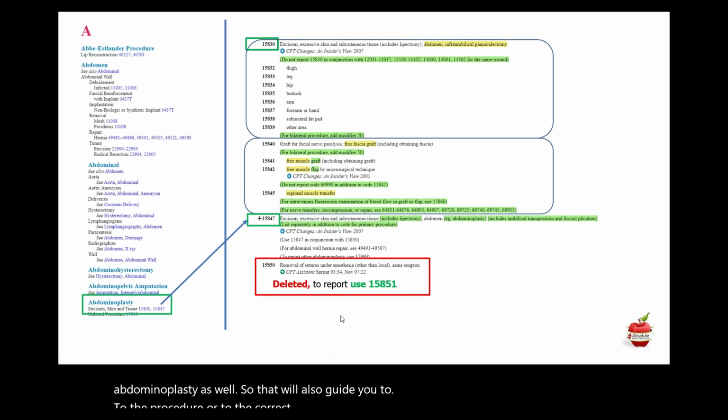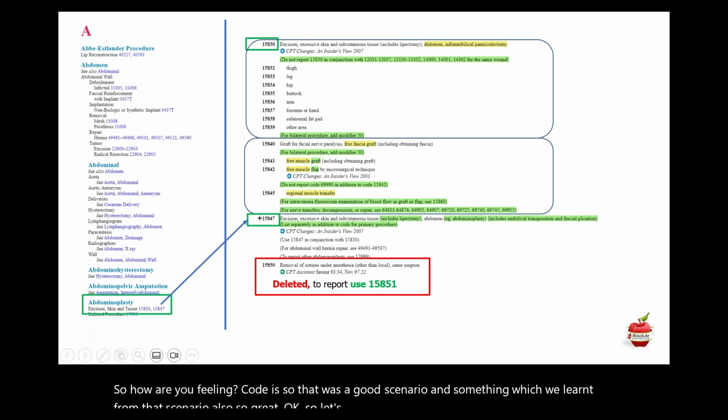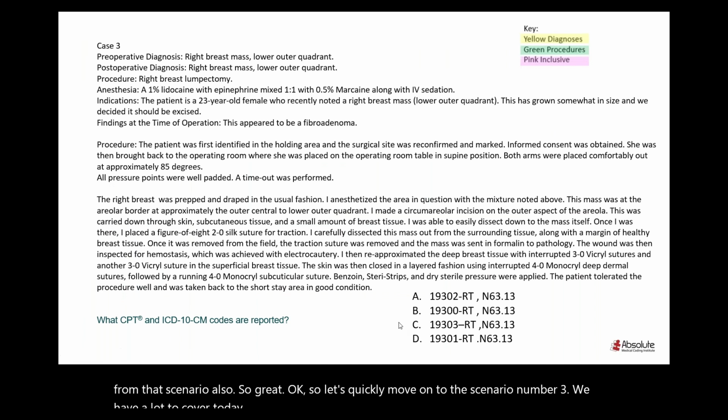So how are you feeling, coders? So that was a good scenario and something which we learned from that scenario also. So great. Okay. So let's quickly move on to scenario number 3. We have a lot to cover today. So here's scenario 3.